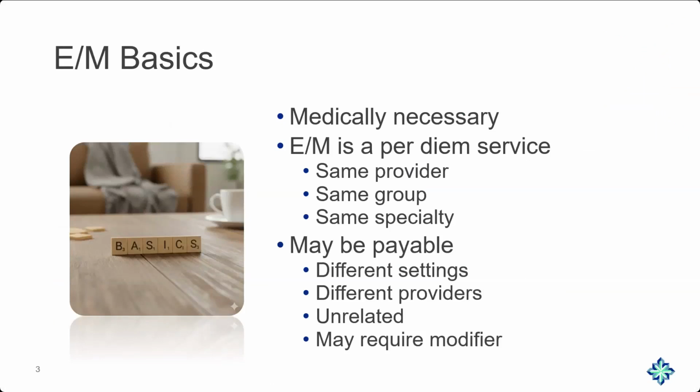I want to start with some basics regarding E&M services in general, just to set a baseline. So typically, an E&M service is going to be a per diem service. This means that Medicare typically pays for one E&M service per day when it's performed by the same provider. Same provider is defined by MPI, so same person, by the same group. This is going to be defined by that tax ID. So if you have multiple providers that are part of that same group and they're of that same specialty, Medicare considers them to be that same provider.